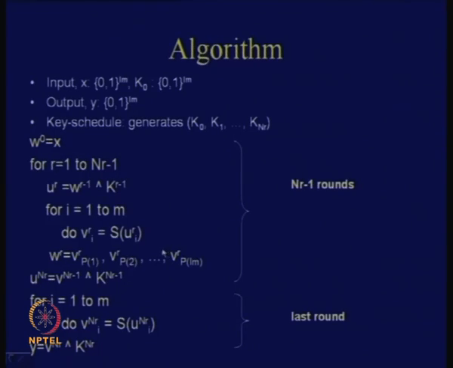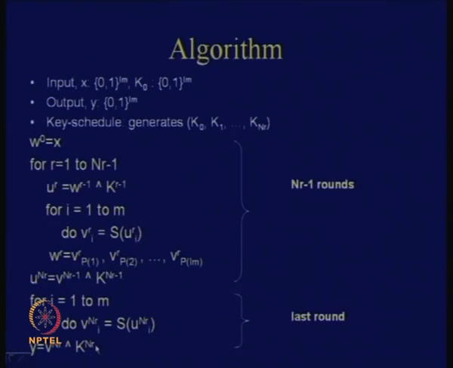What about the next layer? The next layer is a permutation layer. There you take the LM bits and do a permutation on them. As we discussed, that permutation is nothing but a transposition of the bits. You can represent it by the function P, where P1, P2 and so on till PLM represents the transposition of the bits. You obtain the corresponding output W, and you do that for all the NR minus 1 rounds, and in the last round you just do a plain substitution. Therefore there is no permutation in the last round.